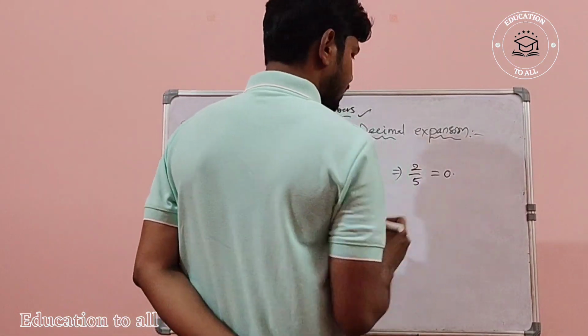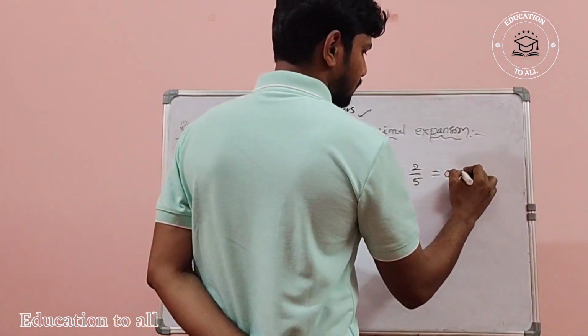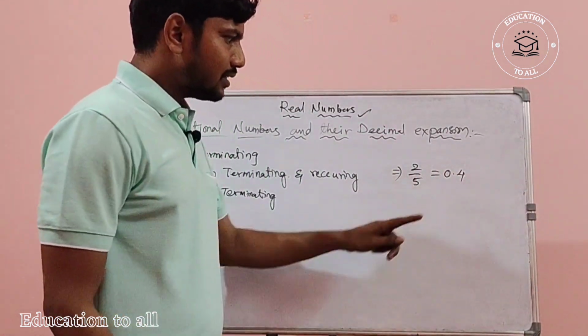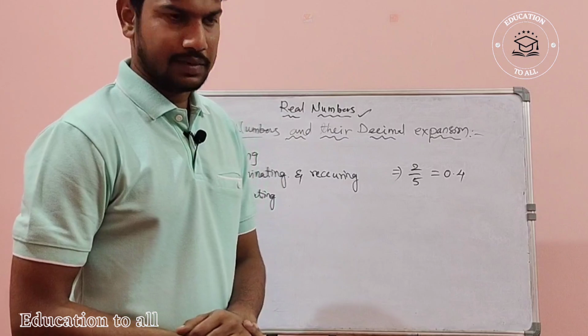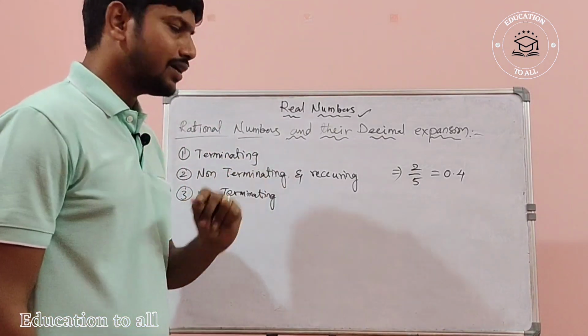20 means 4 times, cancel. So this is called terminating decimal expansion. Second one, non-terminating and recurring.